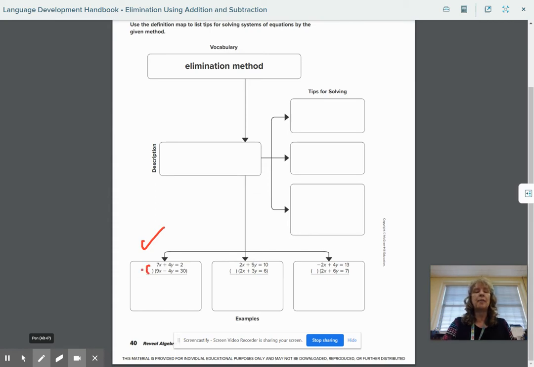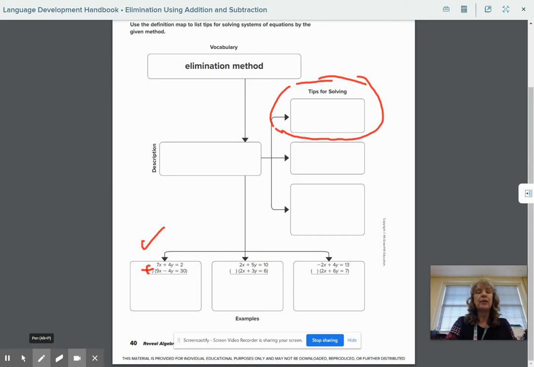Automatically, you're going to add these equations together because we want to combine both of the equations so that we just have one equation. We can do that because we can eliminate the y. And in your tip section, you need to write down, look for a variable that you can eliminate by adding. That's the easiest way. In this case, it's y.